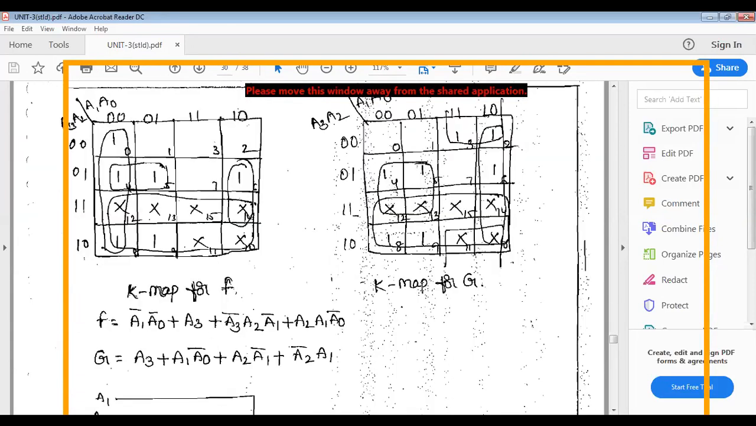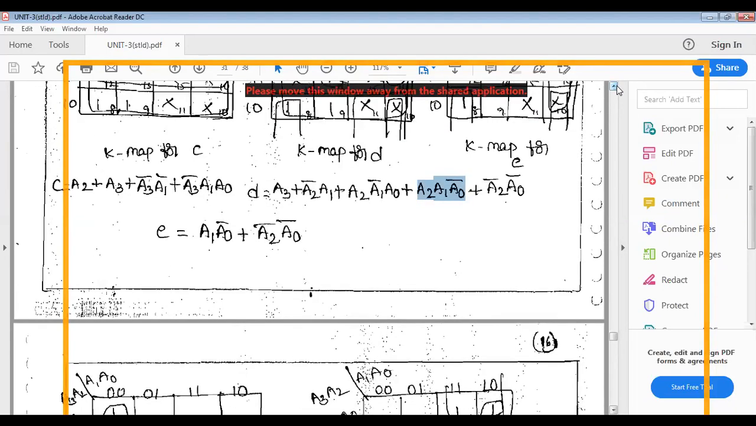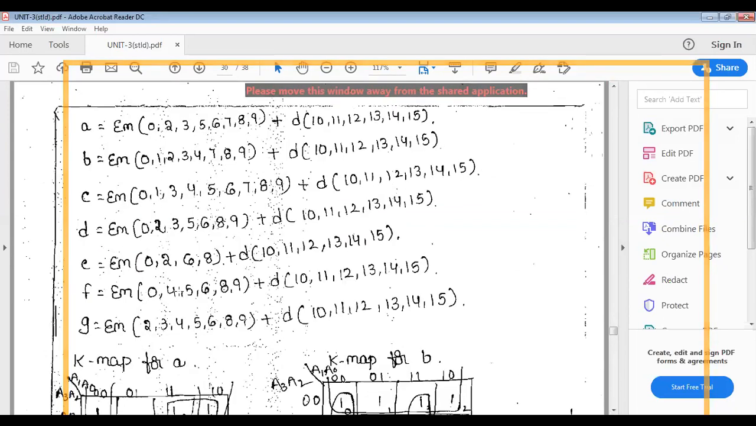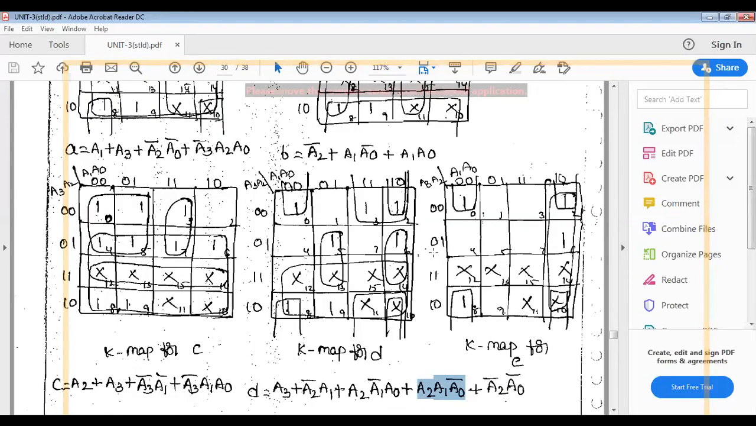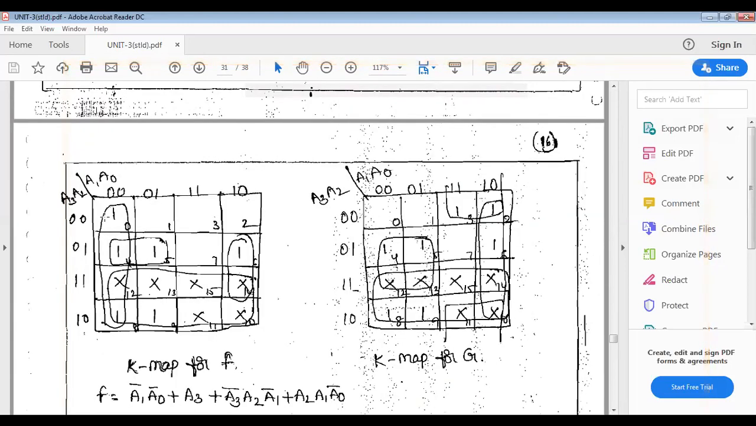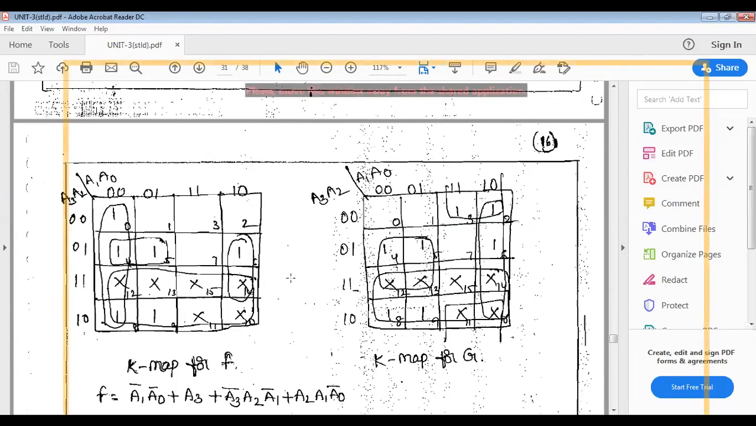Last is F and Z. See the F. What are the minterms for F here? The minterms are 0, 4, 5, 6, 8, 9. See here also, to cover the 8 and 9, they use the 8 box combination. Is it okay? 8, 9 is covered.